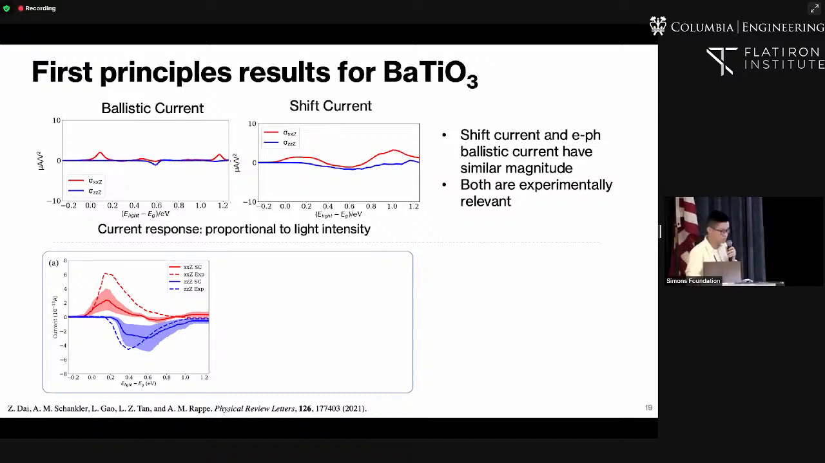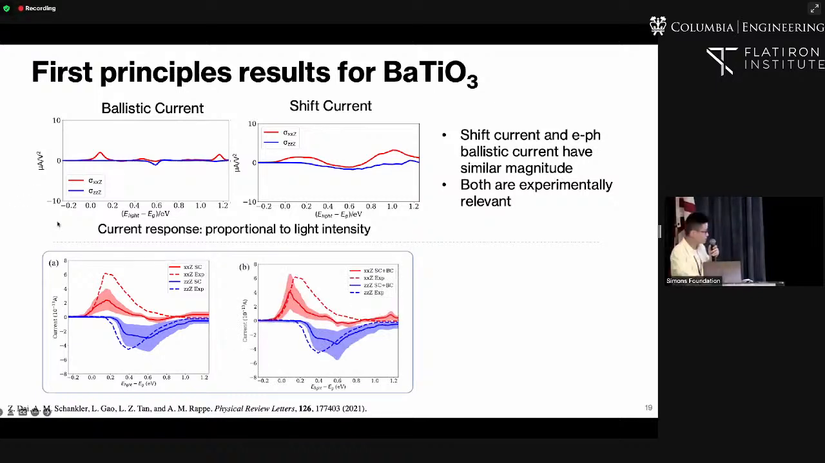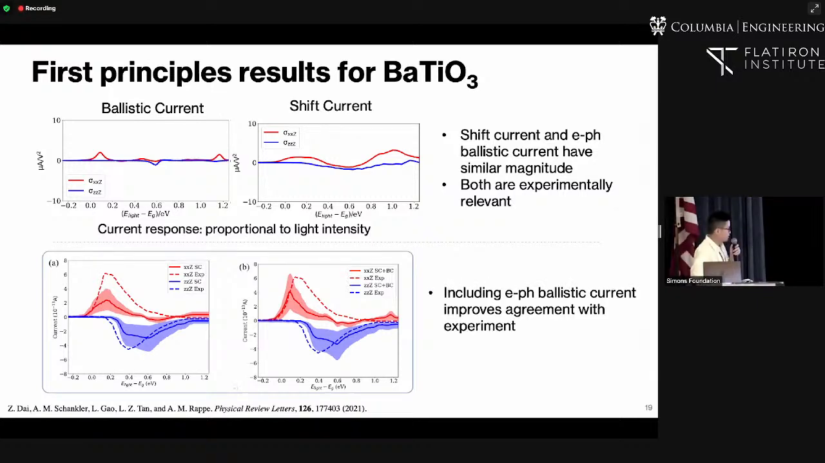If you include the ballistic current, you can see that the agreement is improved, especially at the band edge. The mismatch has been partially filled. So that's really inspiring, because now we can basically prove from our numerical calculation that the ballistic current is as important as the shift current. I mean, we have to admit that there's still some discrepancy here, especially at this range.